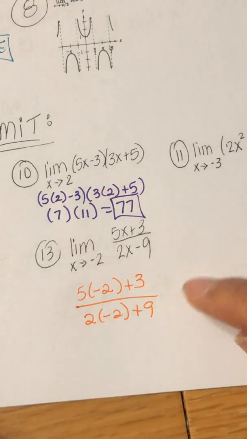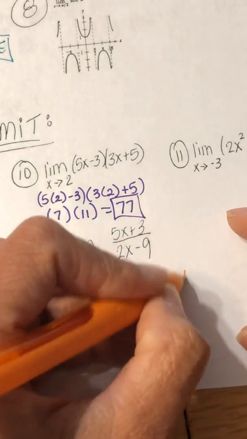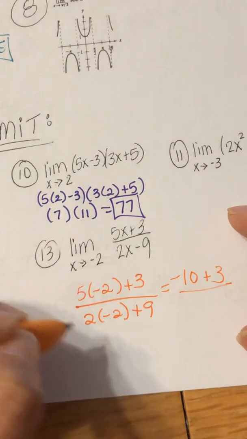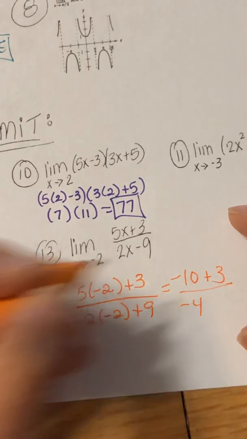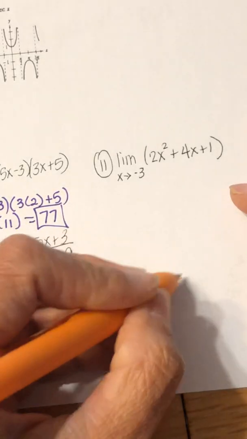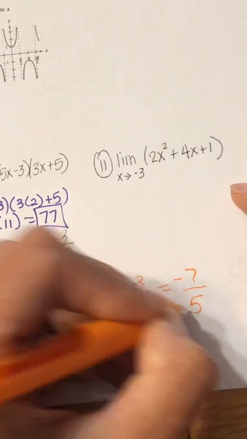Oops, sorry. And 5 times -2 is -10. So I have -10 plus 3 over 2 times -2 is -4, so -4 plus 9. -10 plus 3 is -7. -4 plus 9 is 5.